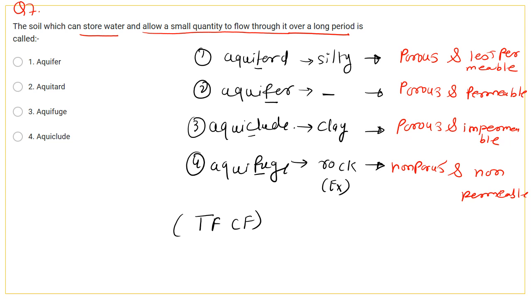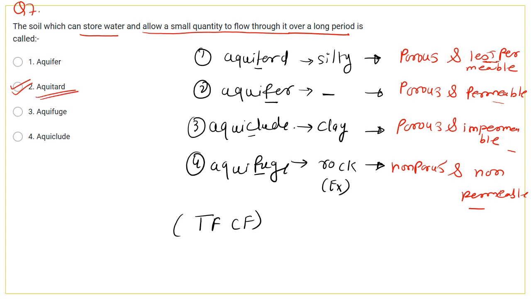Here the soil which can store water first stores water and allows a small quantity to flow over a long period of time. Permeable means it releases water fast. Impermeable means it does not release water. Non-permeable also does not allow the water to flow through it. Then this condition is suitable here. Less permeable means it requires a long time to flow. Okay, so the option number second is correct here, which is aquitard.